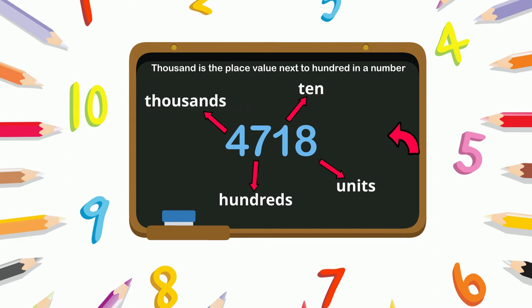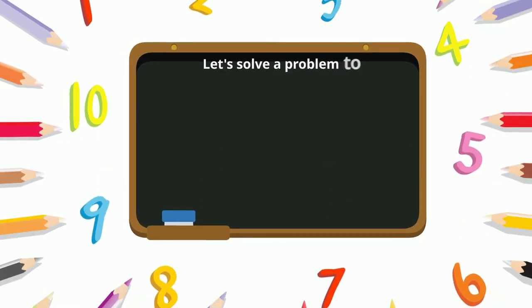When we write a number that goes beyond 100, we put a comma after the digit that has place value of hundred. In the case of this number, 7 is the hundred, so we will put a comma after it to separate it from the thousand value, like this. 4,718.